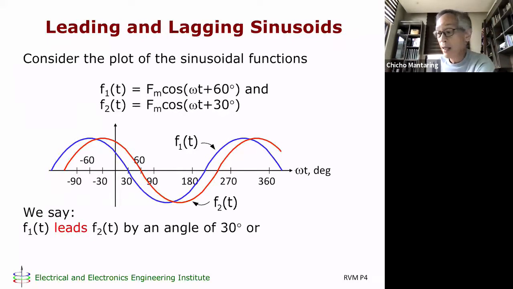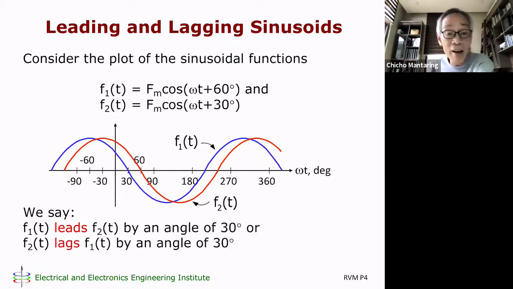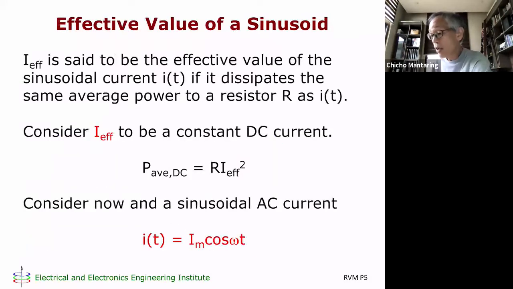In other words, if you take a look at the two waveforms, if one of the waveforms is leading the other, that means it is shifted left of the other. F1 is shifted left of F2. Yun yung lead. Or we also say F2 lags F1 by an angle of 30 degrees. Yun ang ibig sabihin ng leading and lagging. Okay. Effective value of a sinusoid.